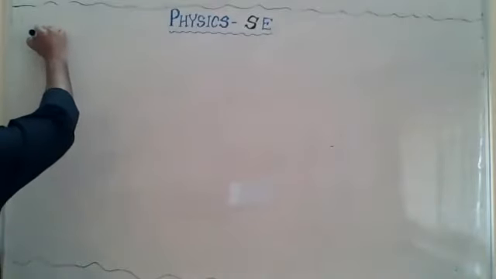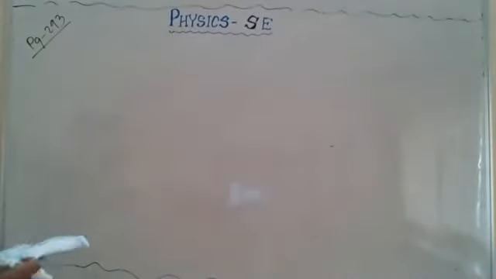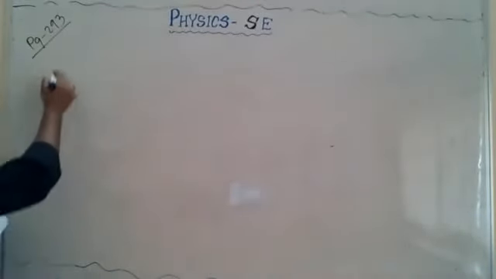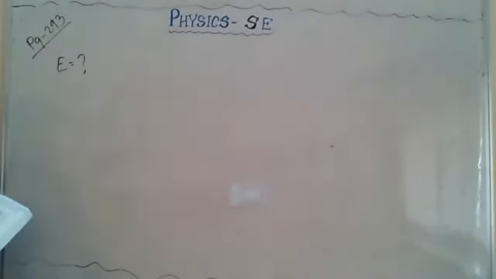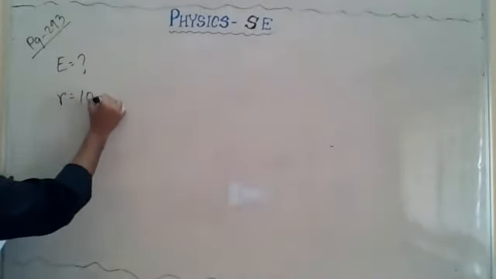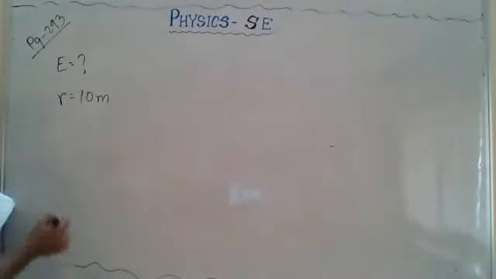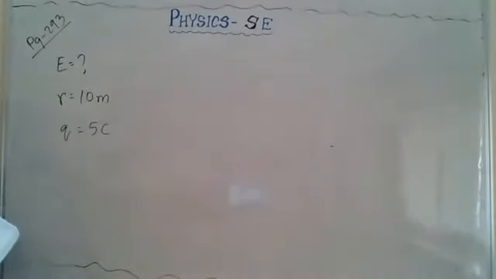So let us go through the examples of page number 293. Here, what is the magnitude of the electric field? Electric field means electric field intensity. E is what? At a distance of 10 meter, the distance R is equal to 10 meter for 5 coulomb charge. The value of Q is given as 5 coulomb.